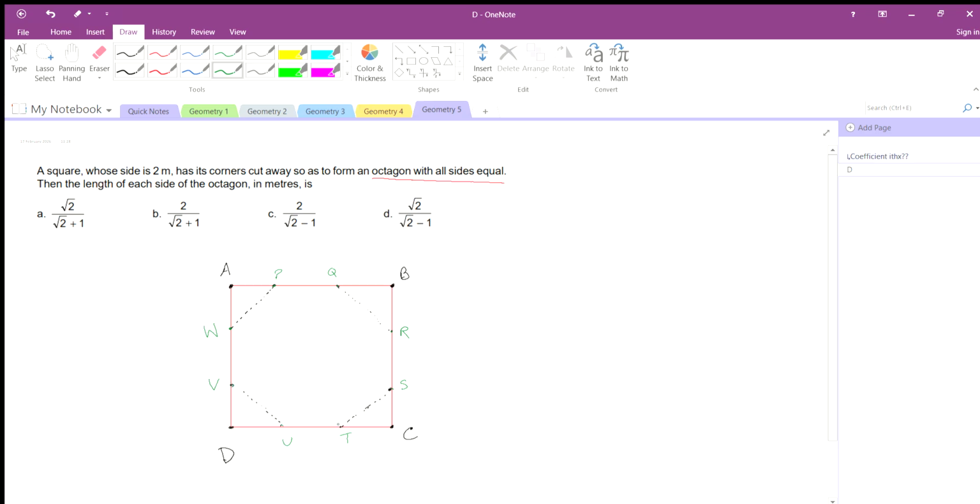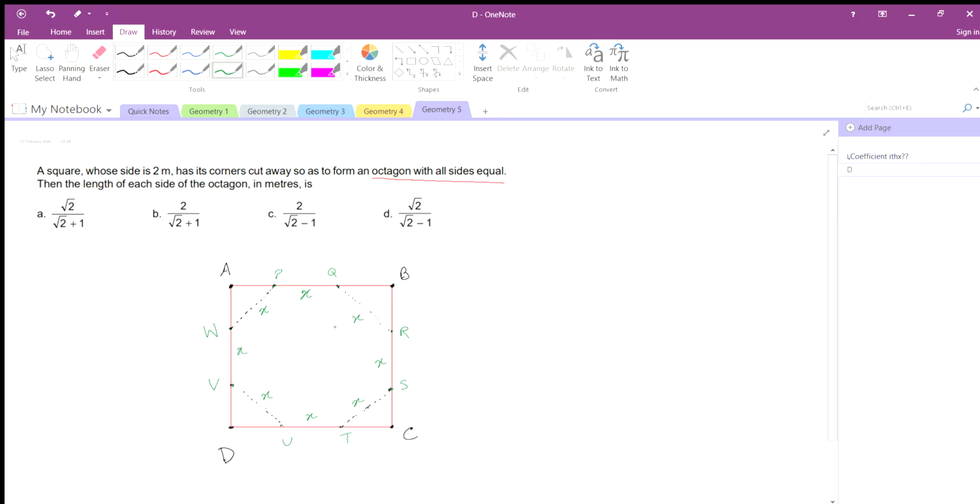We have to find the length of the sides of the octagon. Since this is a regular octagon, all the sides of the octagon will be equal, and it's also given, right? So let us assume that it is x. This is x. That means this side will also be x, this side will also be x, and similarly the rest of the sides will be x meter.